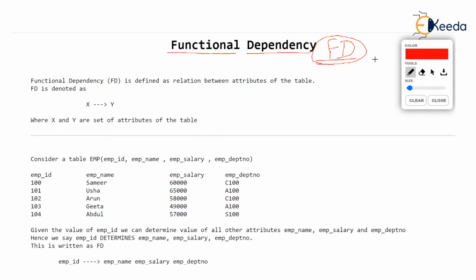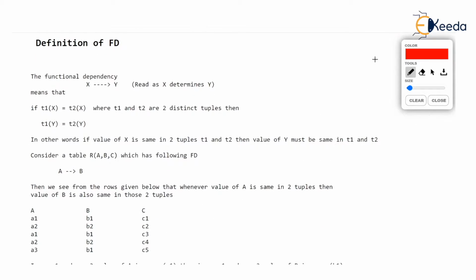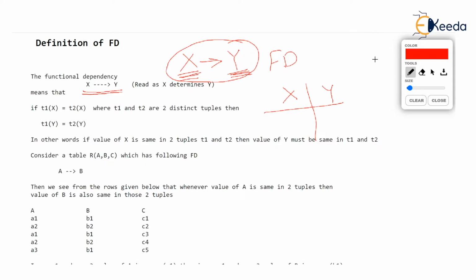Before we look at the examples written over here, let's find out the definition of functional dependency. Functional dependency FD is usually written as X arrow Y. This is read as X determines the value of Y, and this is an FD. Now, what are X and Y? X and Y are attributes of the table. X might be a column in the table and Y will be another column in the table.